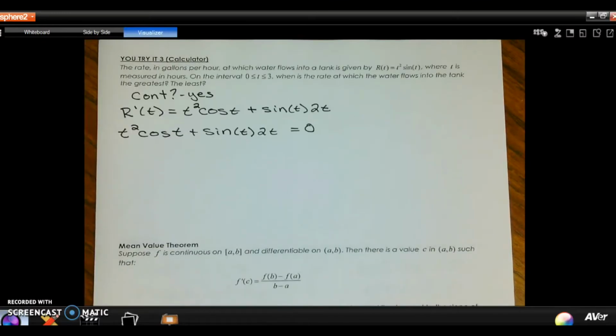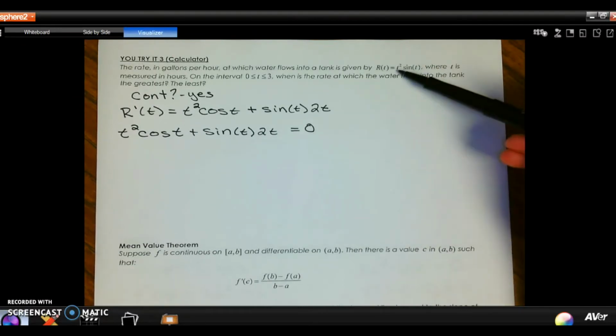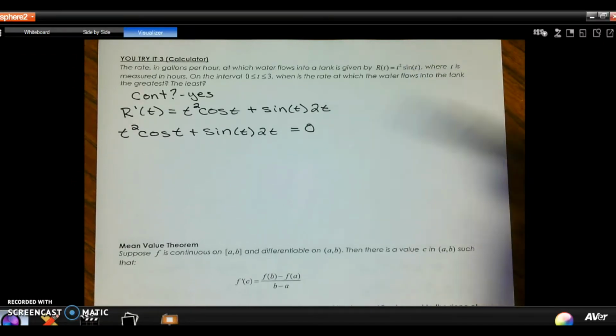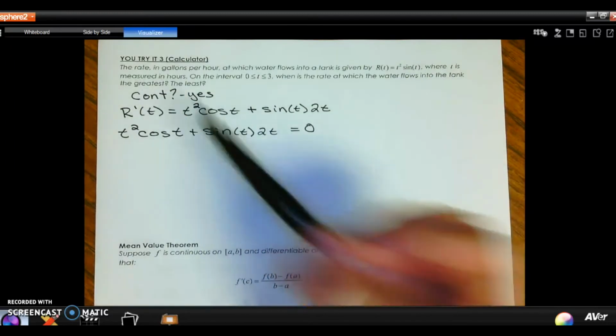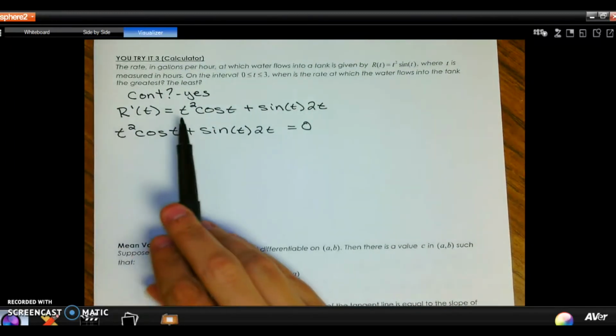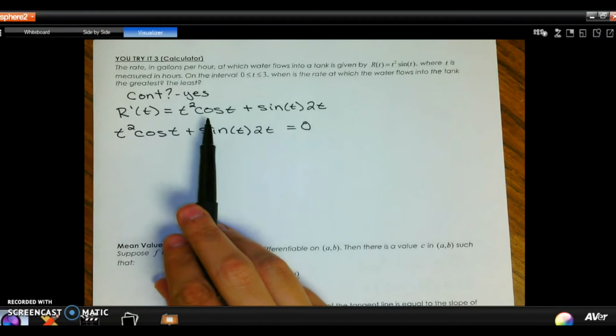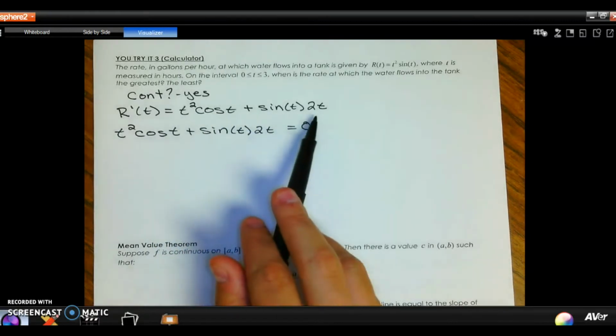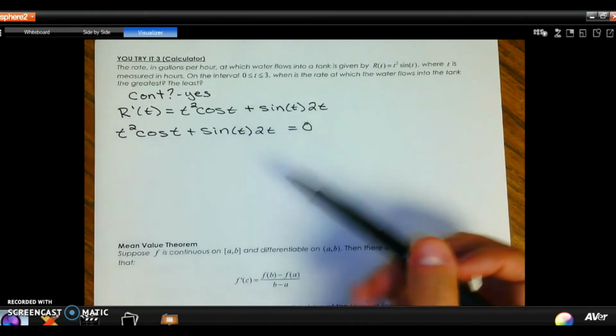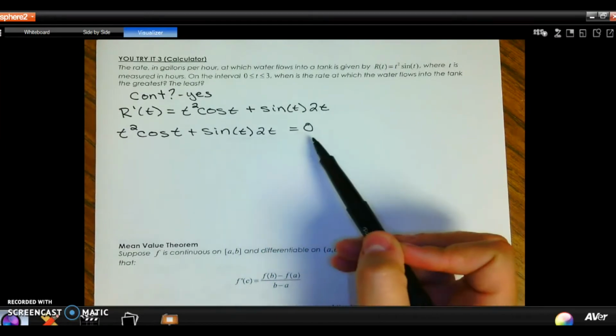Okay, and this next one I wanted to take a look at because it was a calculator question. So we wanted to figure out the rate of the gallons flowing in there. So we've got the rate given by this. Now notice that that is a function times another function. So when I go to take the derivative of that, I'm going to have to use product rule. But first, again, it's a sine curve, so yes, it's continuous. You take the derivative, and it's going to be first times derivative of the second plus the second times the derivative of the first. So then we take that derivative, and we want to set it equal to 0.